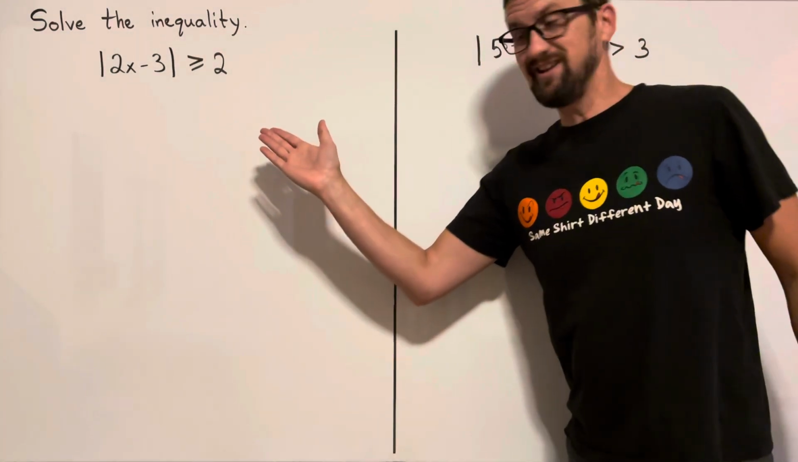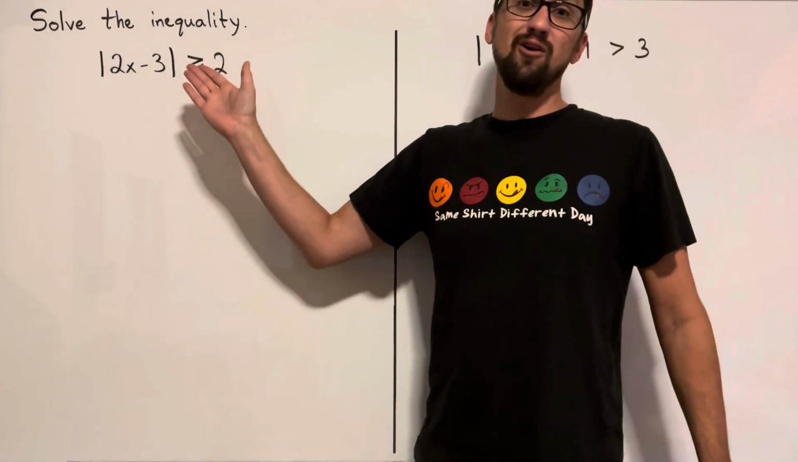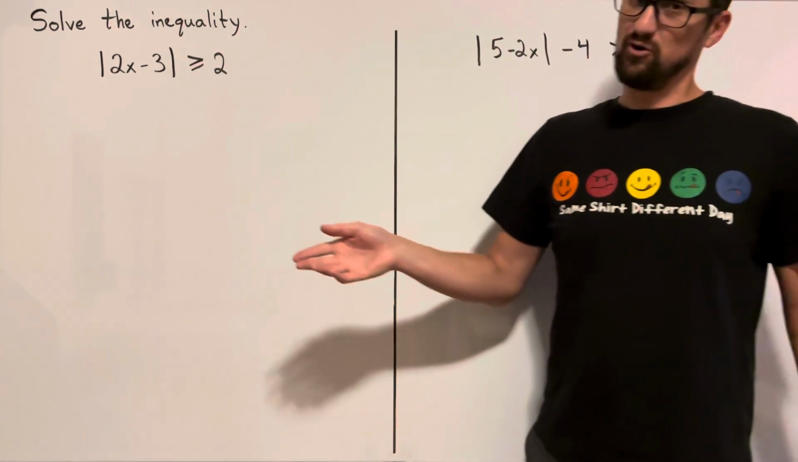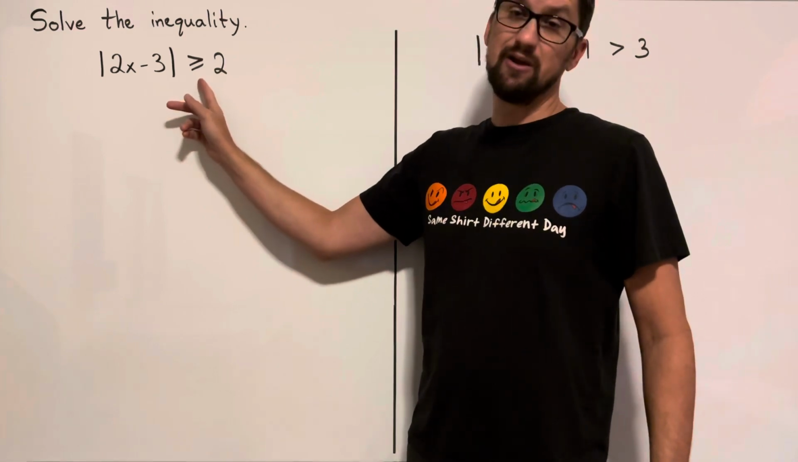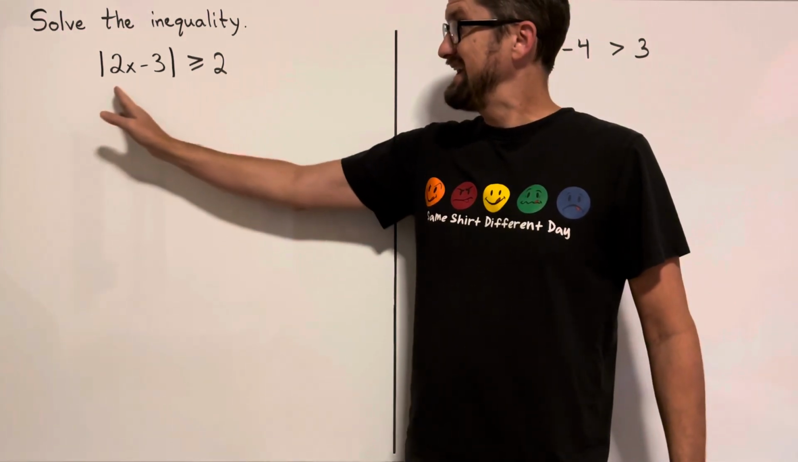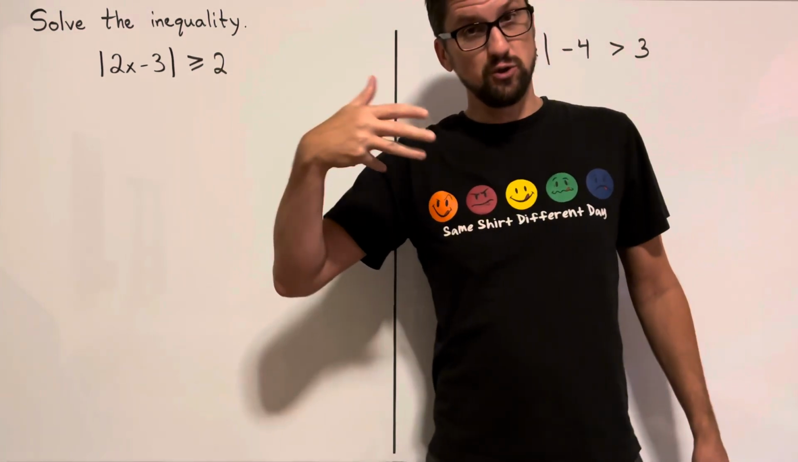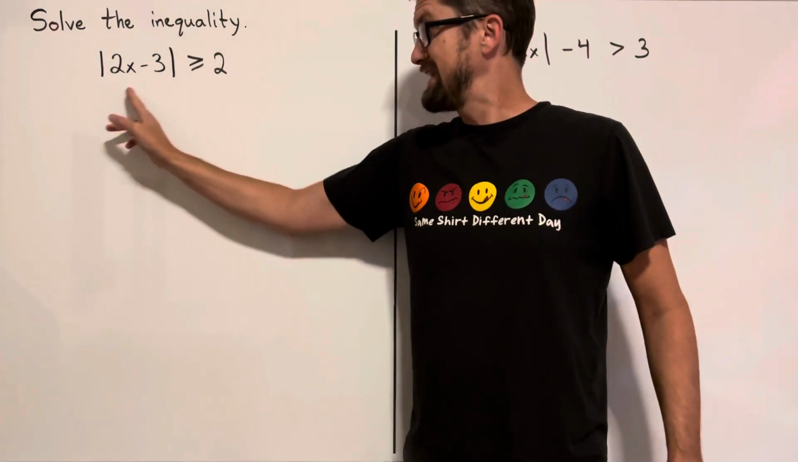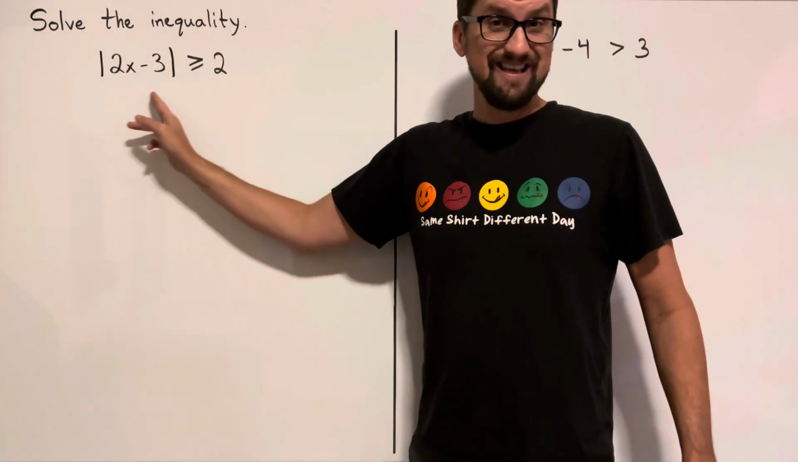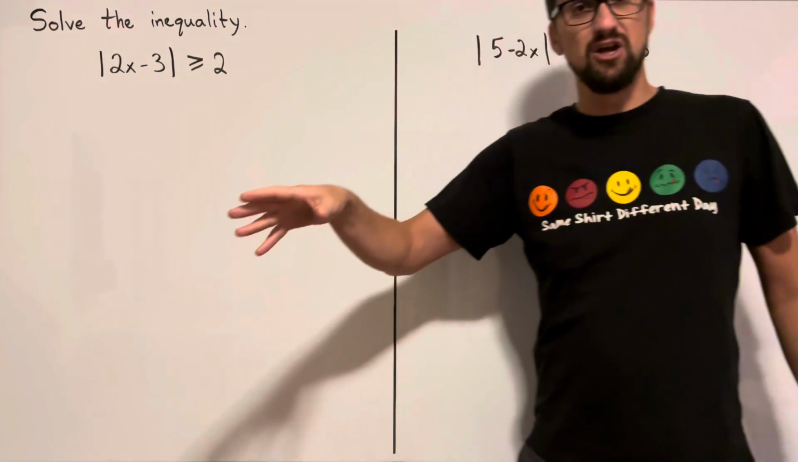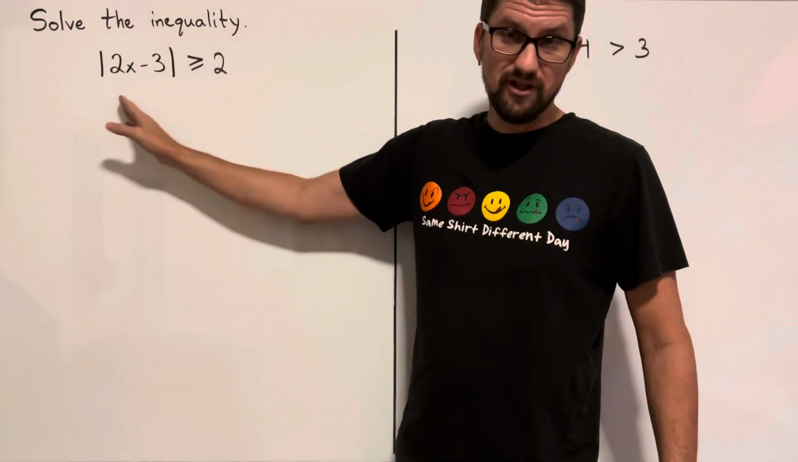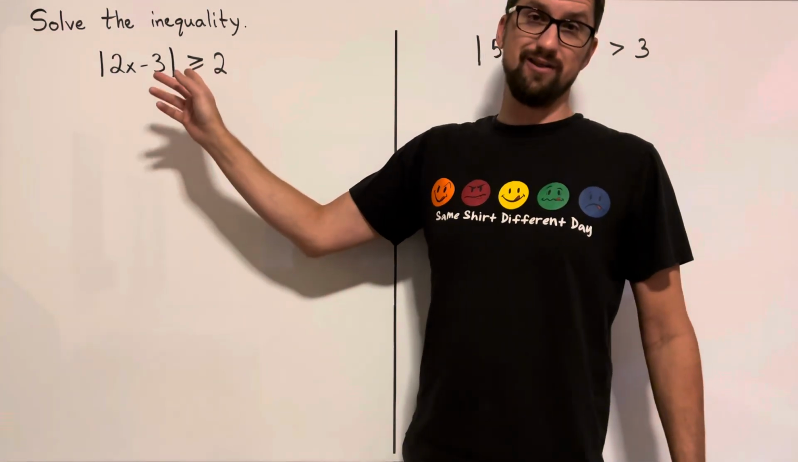Solve the inequality. We're going to solve inequalities that involve a greater than or equal to sign. This one involves a greater than or equal to sign, and it involves an absolute value sign. The first thing you want to do is make sure that the absolute value is isolated on one side. This one's already isolated on the left, and we're dealing with a greater than sign.